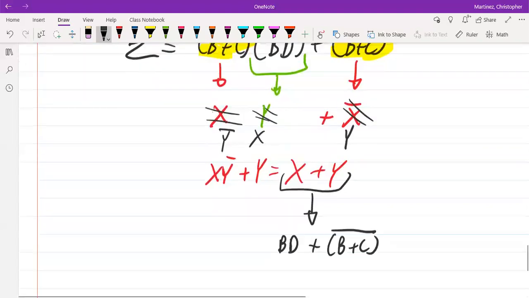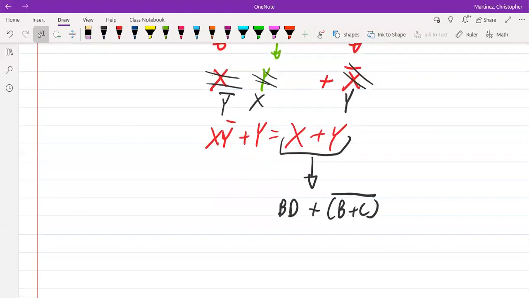All right, so that's some more simplification. In our next video, we're going to look at two forms of an algebra expression called sum of products and product of sums.